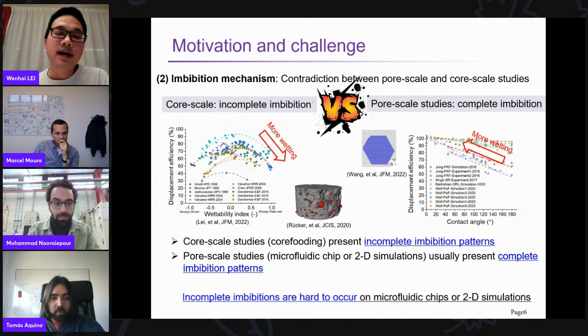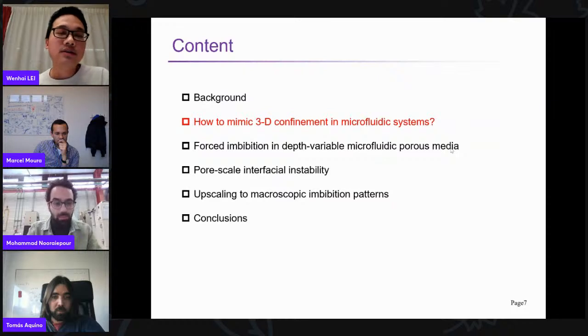However, for pore scale studies, for example microfluidic experiments or 2D simulations, it usually presents a monotonic wettability effect, which means a lower contact angle will always give a higher displacement efficiency. So it always results in complete imbibition patterns. So incomplete imbibition patterns are hard to occur on microfluidic chips or 2D simulations. So in this study, we want to mimic the 3D confinement in the microfluidic system.